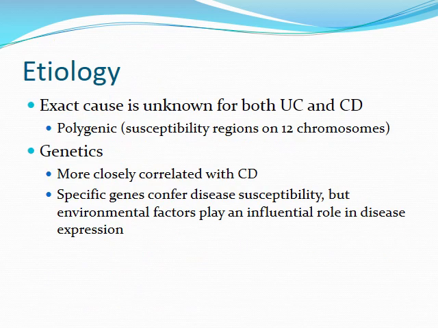So we don't necessarily know the exact cause for either ulcerative colitis or Crohn's disease. We do certainly believe it is polygenic, usually with genetics playing a closer role in Crohn's disease. And not only that, but there's also believed to be a heavy environmental component involved as well.